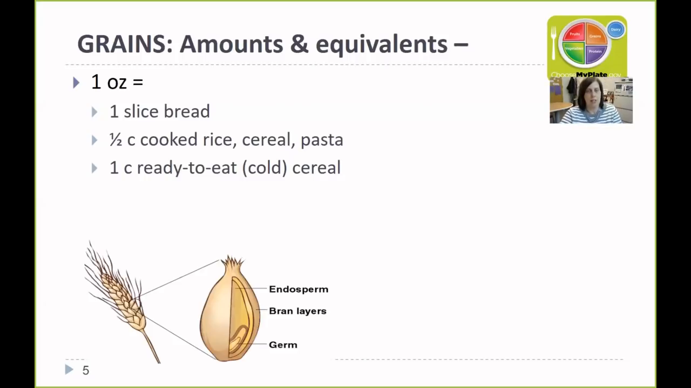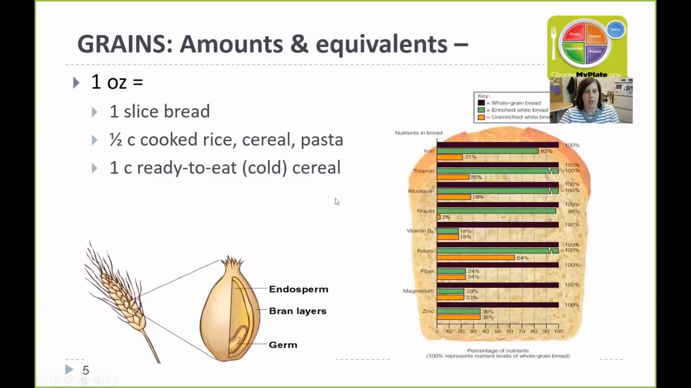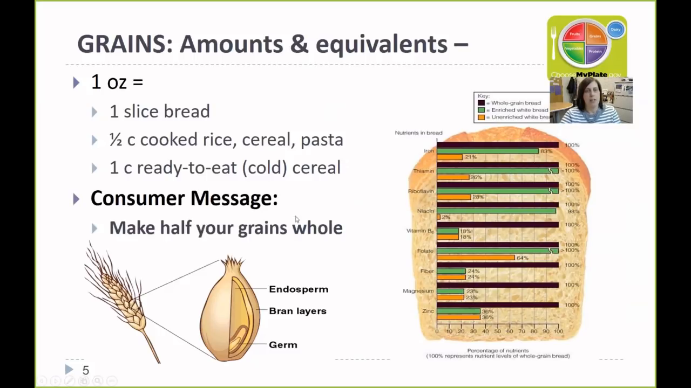So the other thing that's important to note here about grains is thinking about whole grains. I'll encourage you to view another video that talks about whole grains versus enriched and refined. The consumer message here with grains is that half of your grains should be whole grains. If you're curious why it's only half and not 100%, I would encourage you to watch the video about whole grains versus refined and enriched, because it'll be answered in that video.